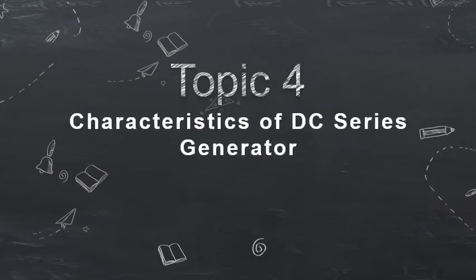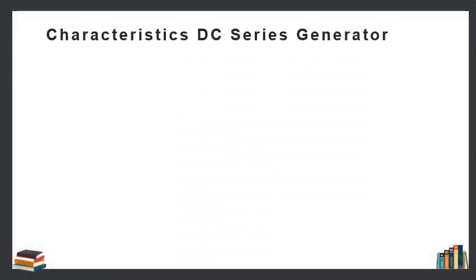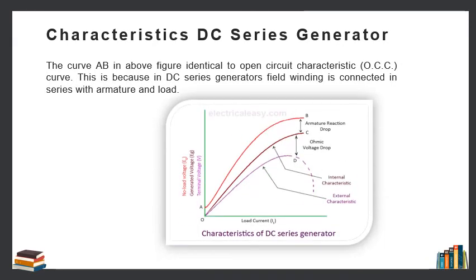Now the next topic is the characteristics of DC series generator. The curve AB in the figure is identical to the open circuit characteristics. AB represents the open circuit characteristics curve. This is because in a DC series generator, the field winding is connected in series with the armature winding and load.